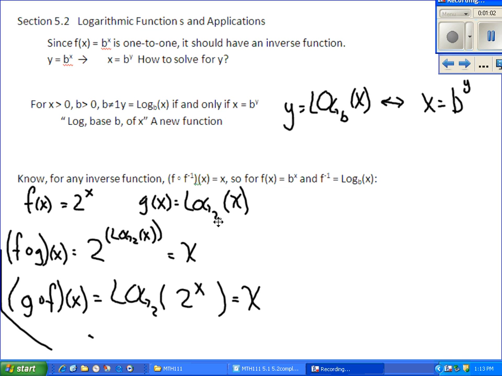And by definition, if we do the composition of a function and its inverse function, the result should just be x. So by definition, 2 to the log base 2 of x is x, and log base 2 of 2 to the x equals x. We'll see these again in a minute.